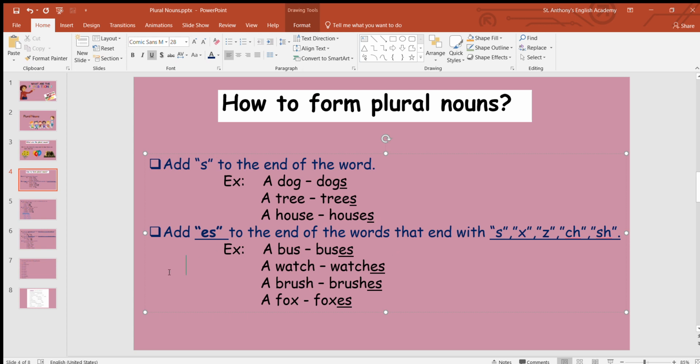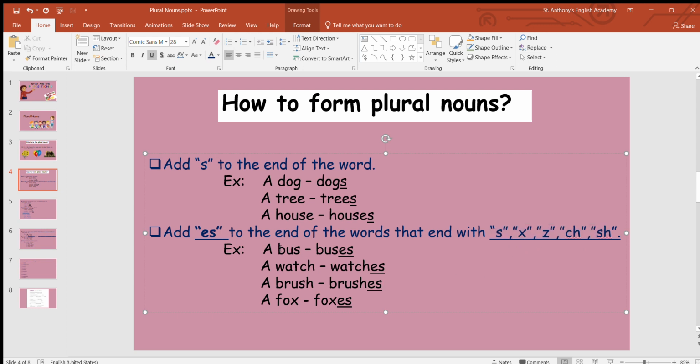What is the second method? You can add the letters E and S both to form the plural noun. But remember, you can add ES only to words that end with these letters. What are the letters? S, X, Z, CH and SH. Only words that end with S, X, Z, CH or SH can take ES to form plurals.